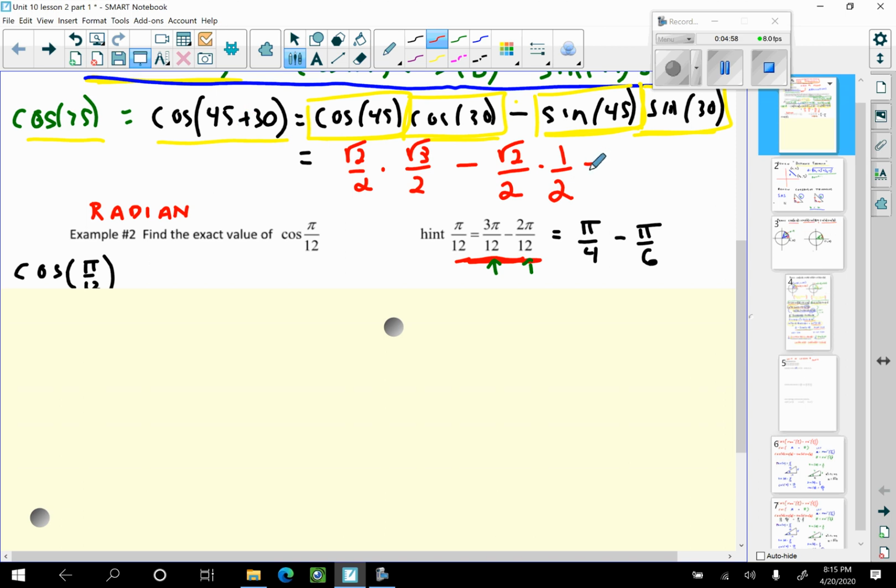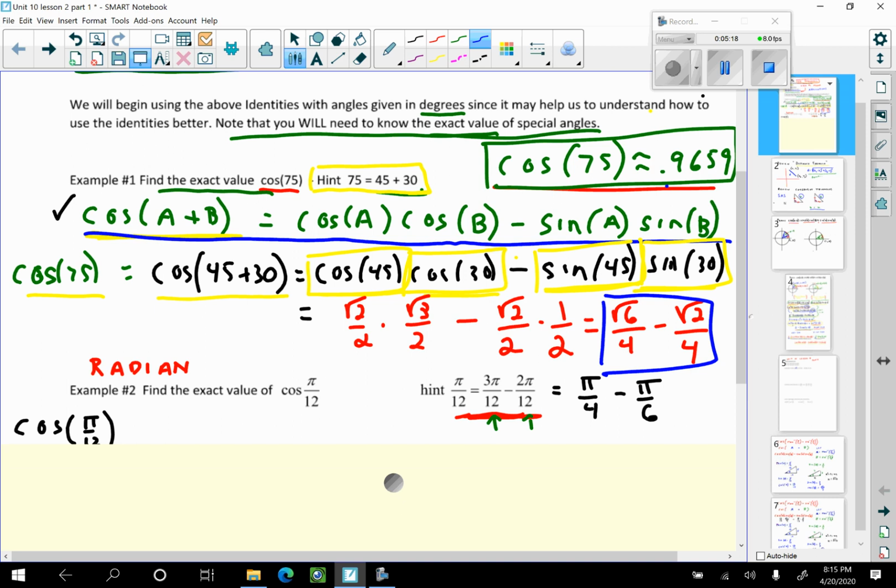The exact value then, simplifying these radicals, square root of 2 times square root of 3 is square root of 6, over 2 times 2 is 4, minus the square root of 2 over 4. Okay, looks kind of freaky, but guess what this is? This is an approximation for 0.9659. This is the exact value. This is the approximation of cosine of 75.